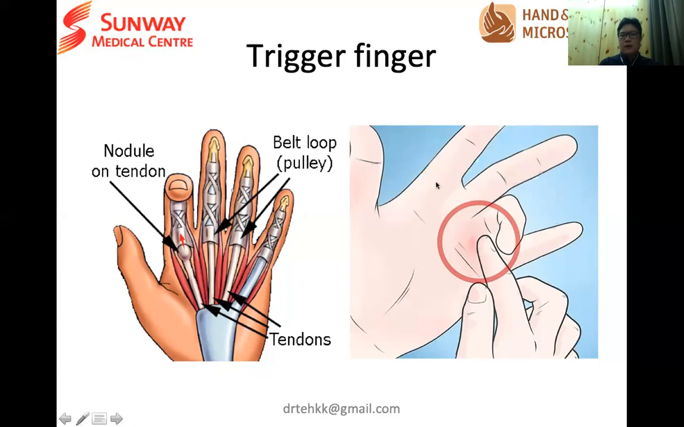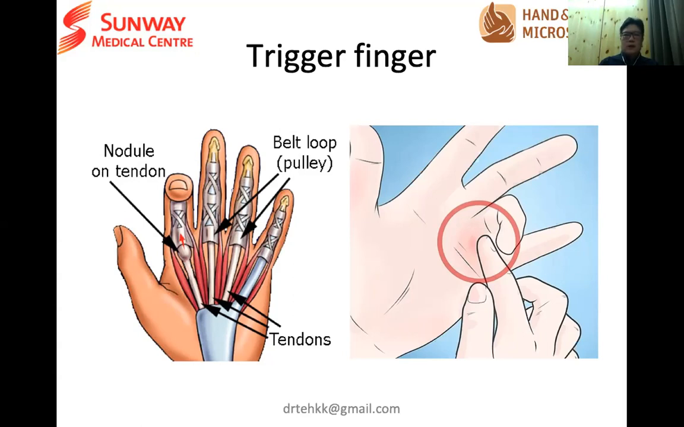So if they tell you the pain is here and they have some stiffness of the finger, think about trigger finger, all right? So grade two is when you only have clicking, but you can flex and extend your finger without trouble. And then grade three is when you can flex, but you cannot extend on your own. You have to use the other finger or another hand to extend it. And then grade four is when you cannot even bend it.